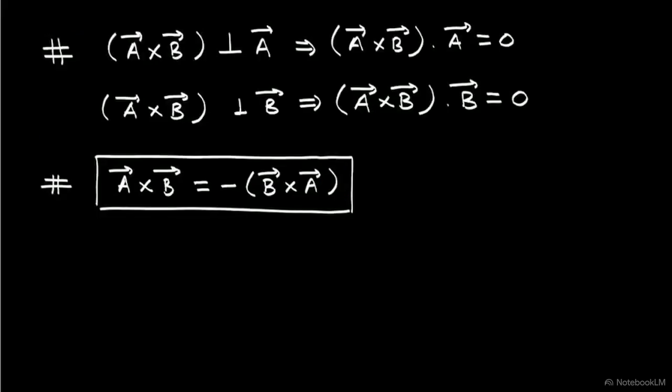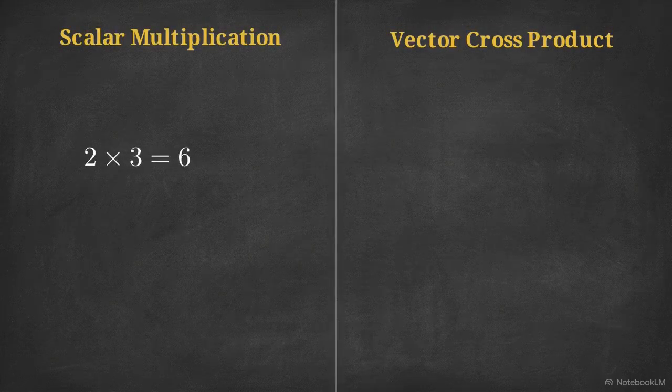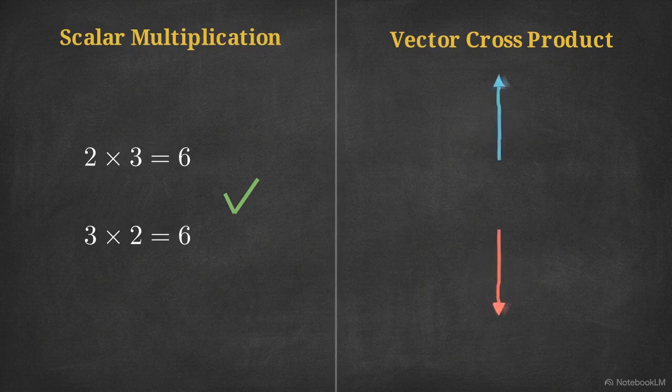This mathematical note formalizes that physical flip. Vector A cross B equals negative vector B cross A, a property called anti-commutativity. Unlike normal numbers where 2 times 3 equals 3 times 2, multiplying vectors in 3D space is entirely dependent on the physical order of operations.